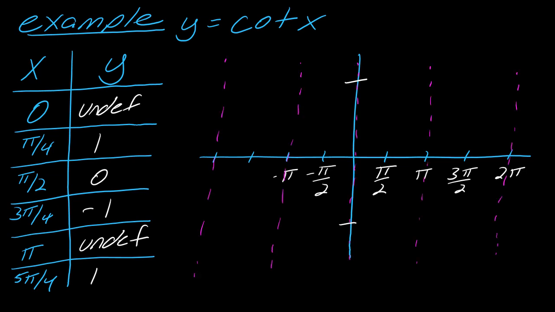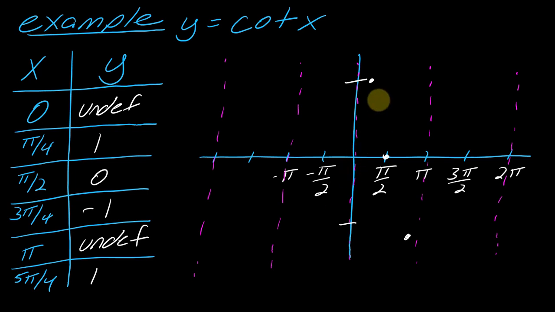And once again, I'm going to mark my asymptotes. So I started here at 0 and pi, and then I just continued the pattern. And so that's what I would recommend that you do too. Once you get that pattern, go ahead and set it up for yourself. Okay, and then next I'm going to plot these points.